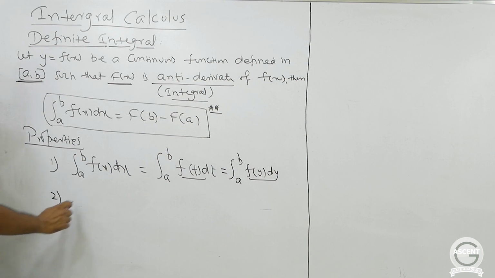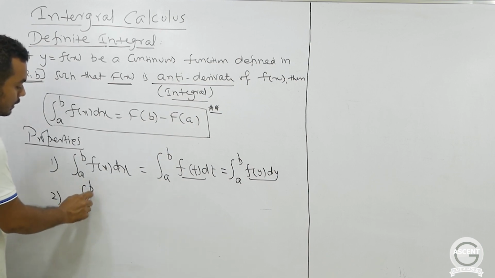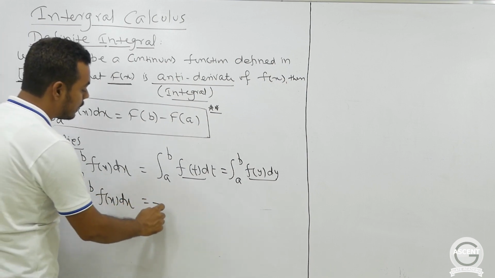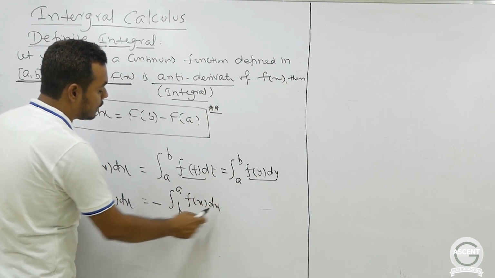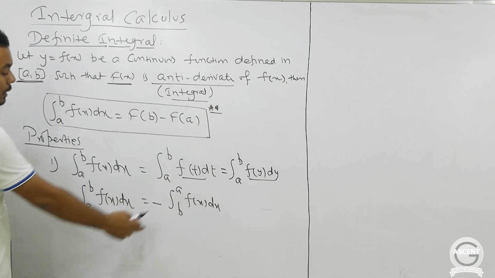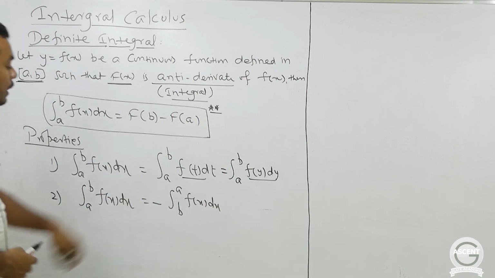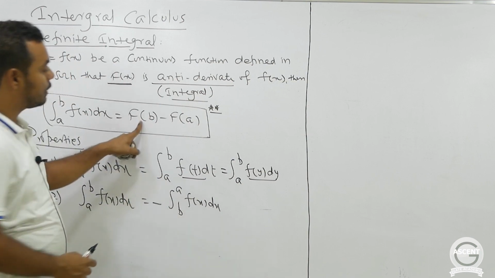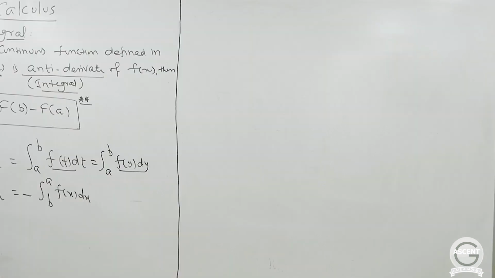The second one is that integration from a to b of f(x) dx is the negative of integration from b to a of f(x) dx. If you change the limits of integration, then you will get this minus sign. Again, this property is self-explanatory because now this thing will be F(a) minus F(b), and with the minus sign it will become F(b) minus F(a). So this is our second property. These two properties are obvious properties.